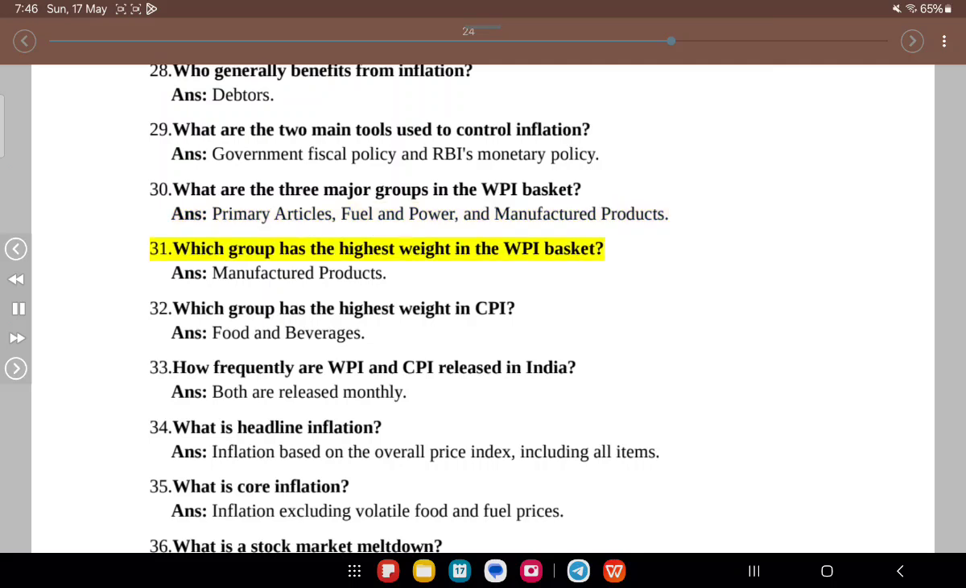31. Which group has the highest weight in the WPI basket? Ans. Manufactured products. 32. Which group has the highest weight in CPI? Ans. Food and beverages. 33. How frequently are WPI and CPI released in India? Ans. Both are released monthly.